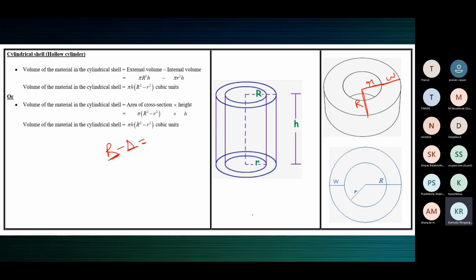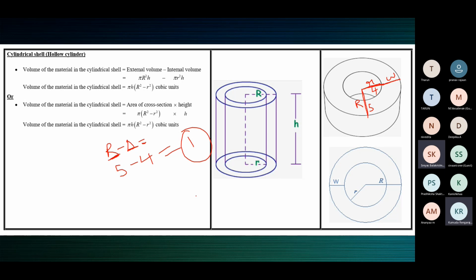Now, supposing capital R is this one, which says 5 centimeters, and this one is, for example, 4 centimeters. So, what is 5 minus 4? 1, ma'am. Yeah, what does that 1 represent?